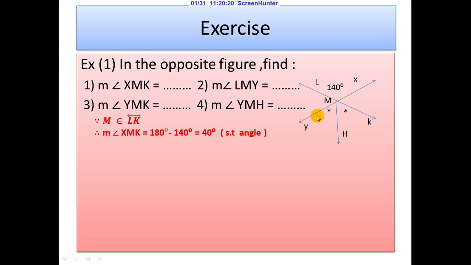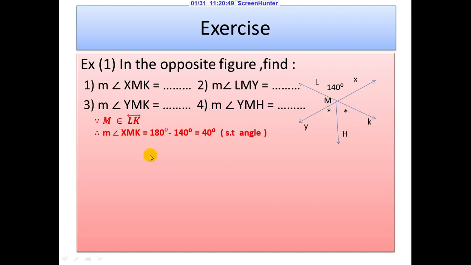Yes, here we have two intersecting straight lines at point M. LK intersects XY at point M. So we have here two vertically opposite angles, LMY equal with XMK, because they are two vertically opposite angles, each one equal 40 degrees. How to write it with proof?